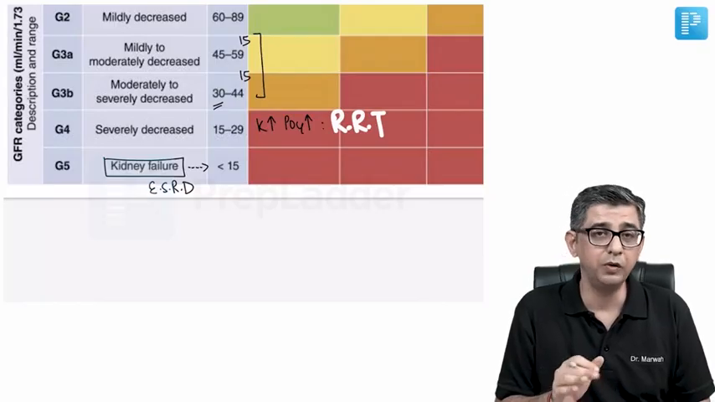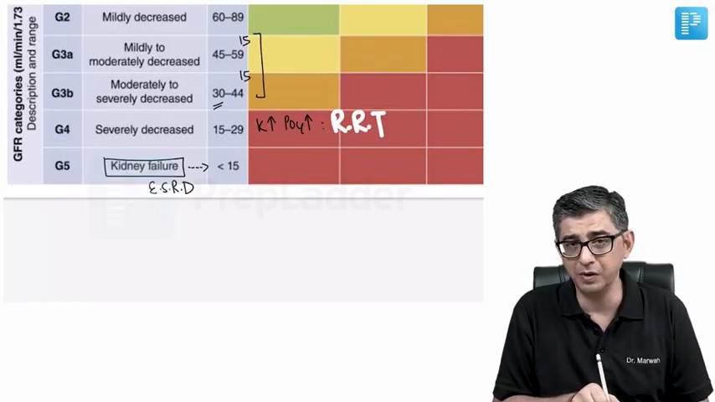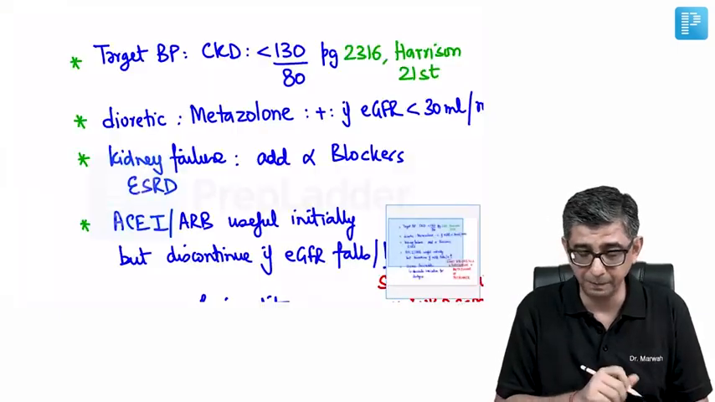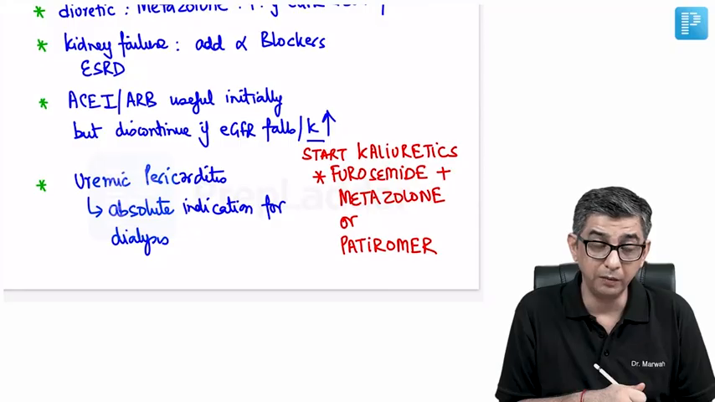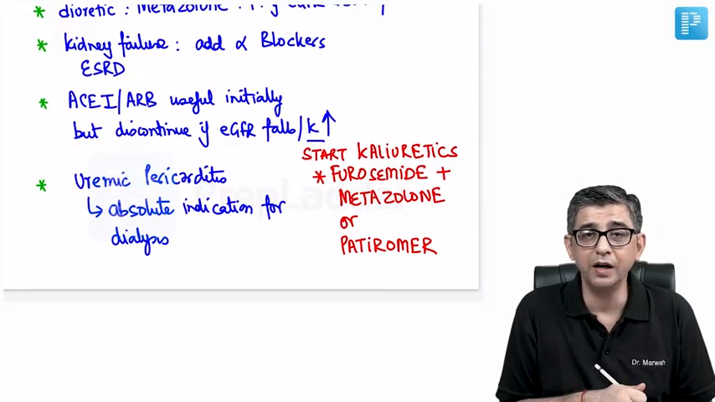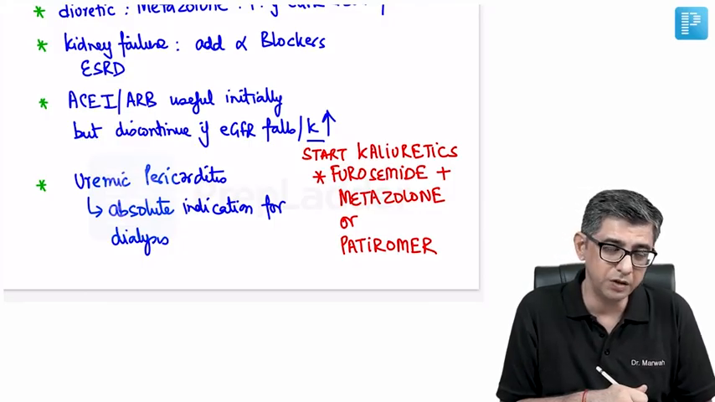But in spite of that, if the BP is not controlled, I can be adding alpha blockers in the patient as well. And this concept has been asked in NEET PG in the previous years. Then, as I said, the problem with the ACE inhibitors is that with the usage of them, there is a drop in eGFR. So, especially when you are handling patients of G2, G3, you should be careful regarding the fall in GFR.